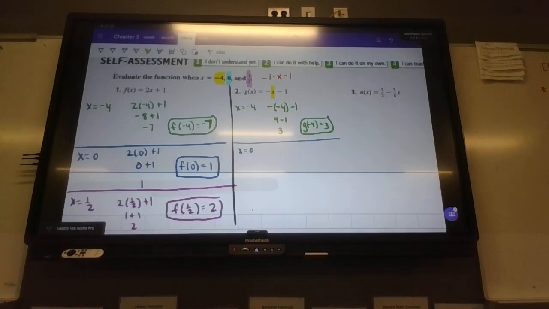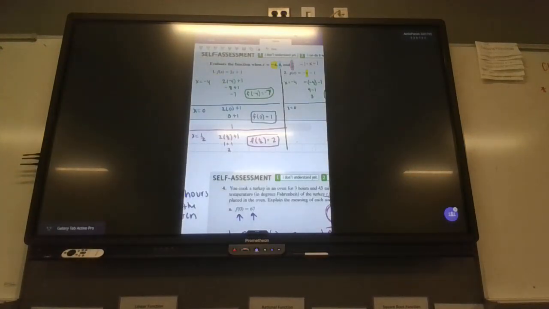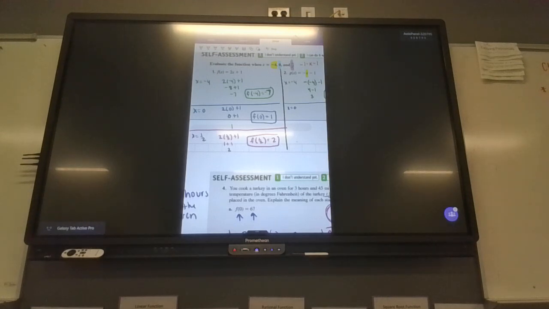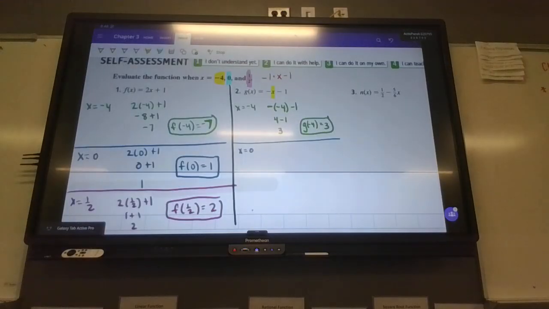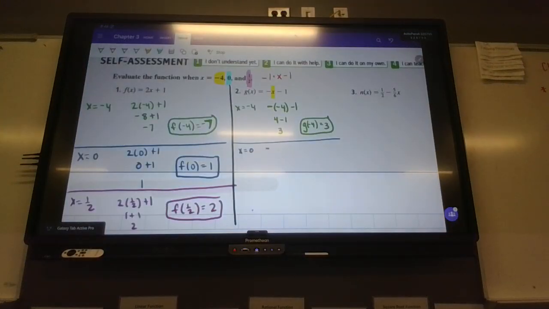There's already a negative sign in front of the x. When I plug in a negative, two negatives make a positive. All right, now I have -0 minus 1. That would be 0 minus 1. -0 is just 0. So now I just have -1. G of 0 equals -1.